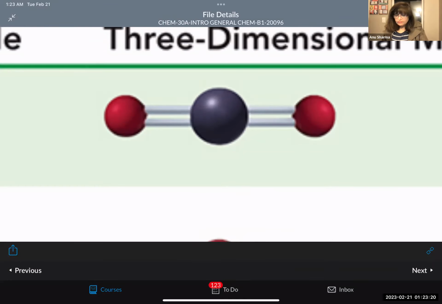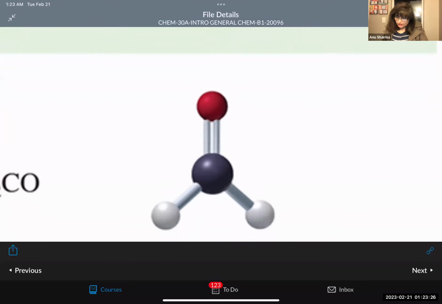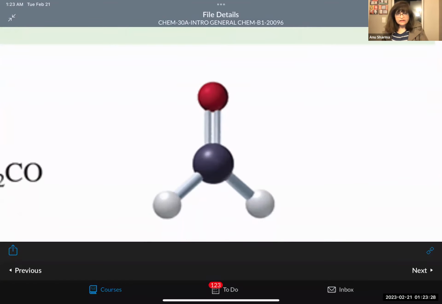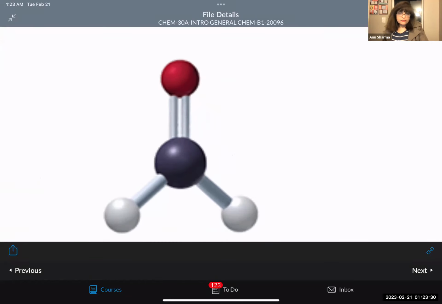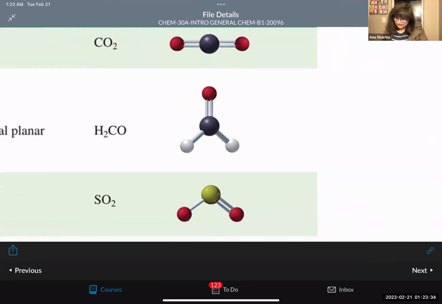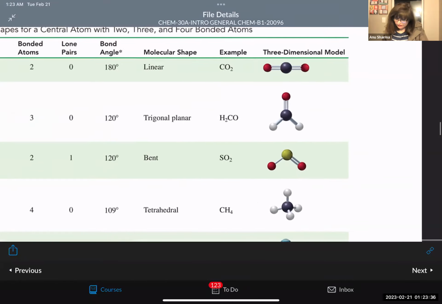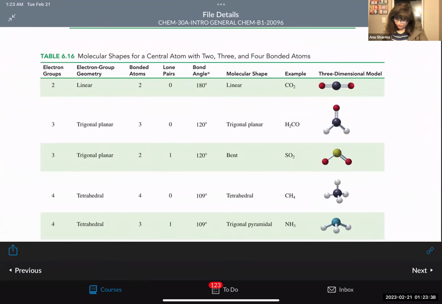So there are 3 atoms, right? And it's a very symmetrical molecule. So that's the linear shape. Next is the trigonal planar. Now that is like a flat triangle. Okay, planar, flat, triangle. So that's the triangle. Next is the bent shape.